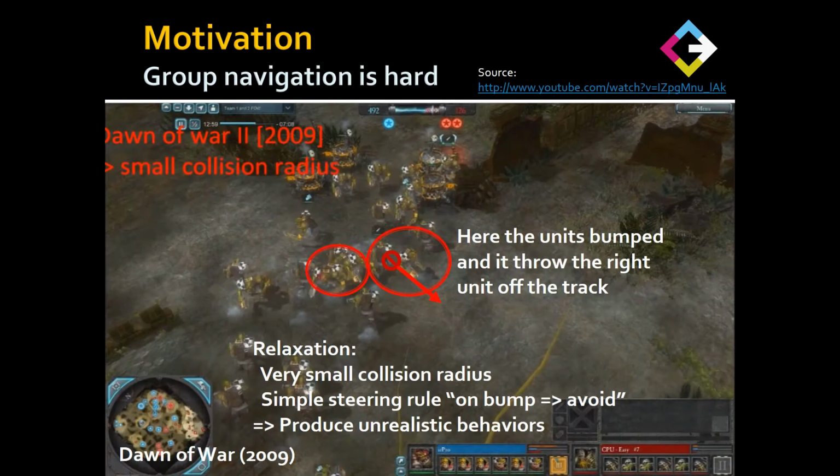Finally, Dawn of War. Here units have a very small collision radius and probably a simple steering rule that reacts to collision. If you bump into something, it generates a force that leads out of the collision. It produces funny turnings of units from time to time.